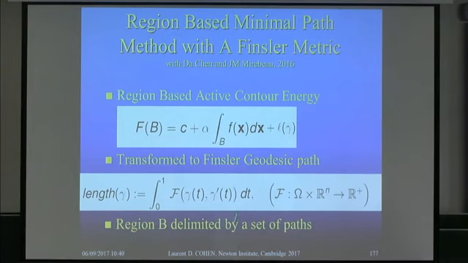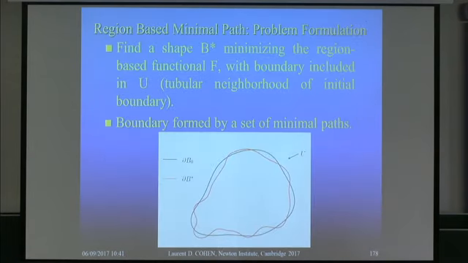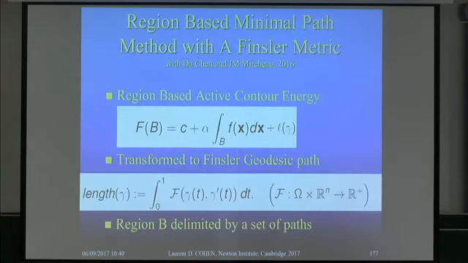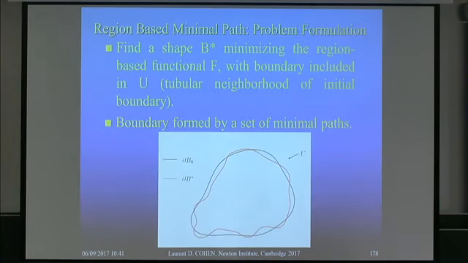So here, and this way, the region B will be found through a set of minimal paths according to this Finsler metric. So the idea when you transform a region-based term into a curve-based term, you immediately think about the divergence theorem, or different names to this, but to transform a region-based to curve-based integral. So let's first formulate the problem.